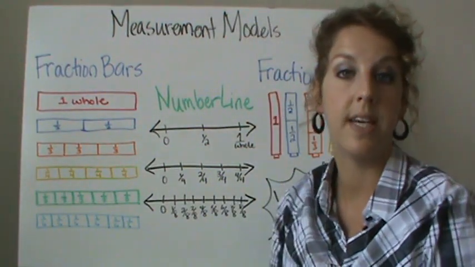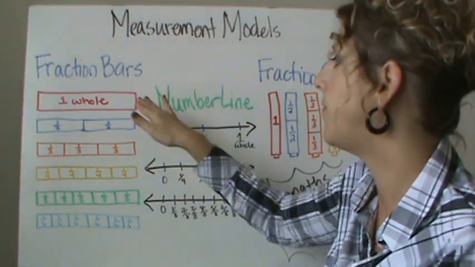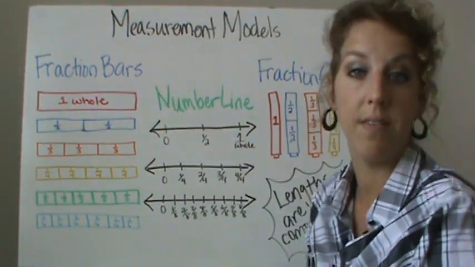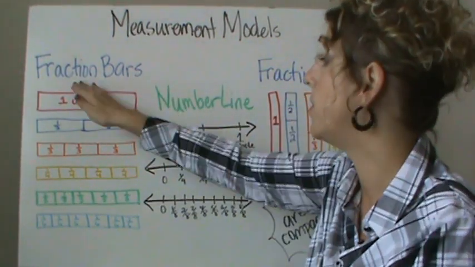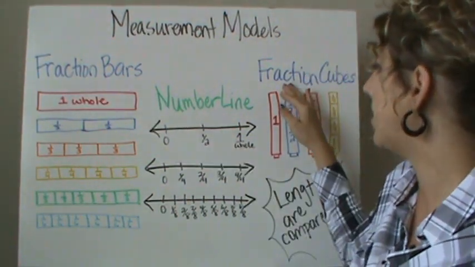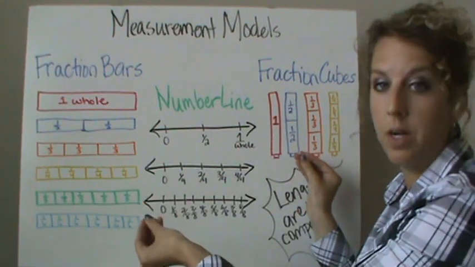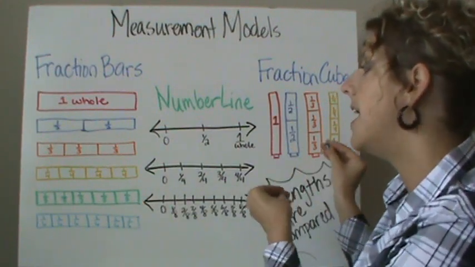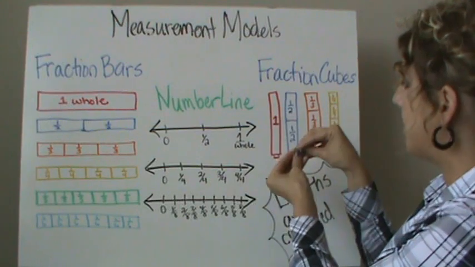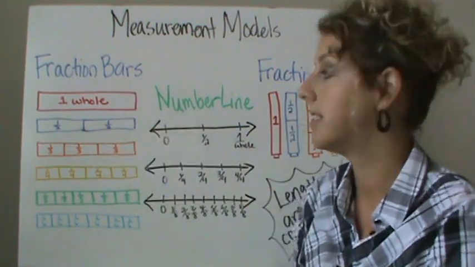Another model you'll see in class is a measurement model. There are a few different kinds. These are just 3 of them. We can use fraction bars, a number line, and fraction cubes. The fraction bars and fraction cubes are very similar. They're color-coded, and the cubes you can snap together. The fraction bars you just lay out on your desk.